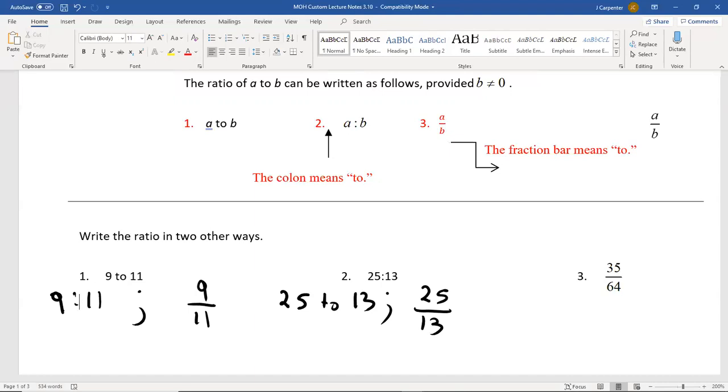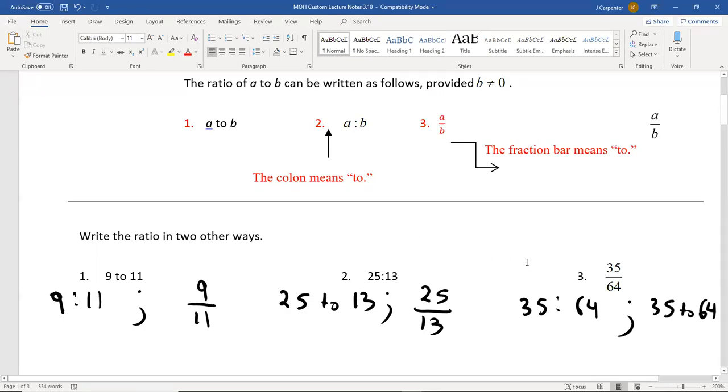Problem 3, 35 on top of 64, also known as, in fraction words, 35 to 64. Well, we need the colon version, so that would be 35 colon 64. We also need the word version, 35, then the word to, 64. Doesn't matter the order I write them in, just have to get all 3 done. That's it. That's how we write a ratio one way versus another way.